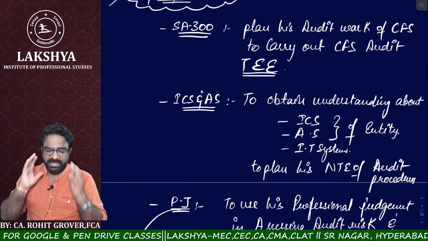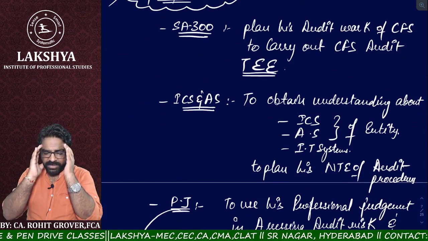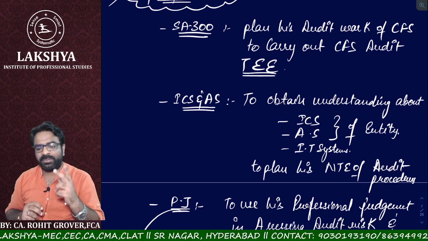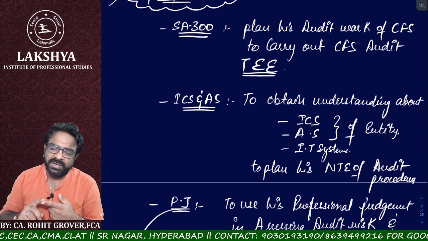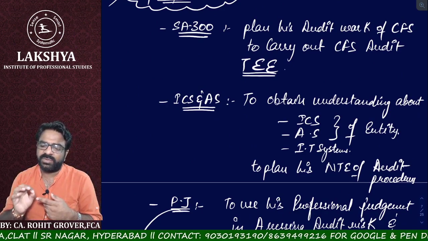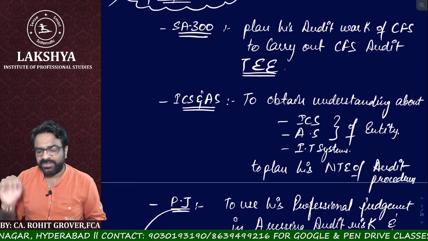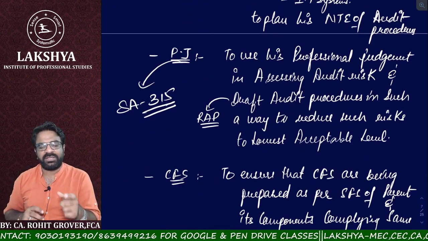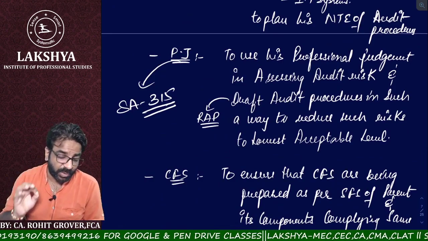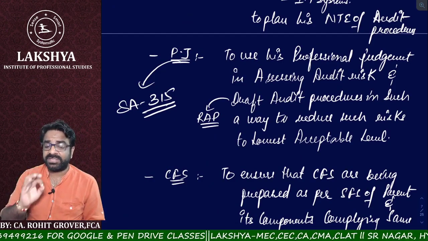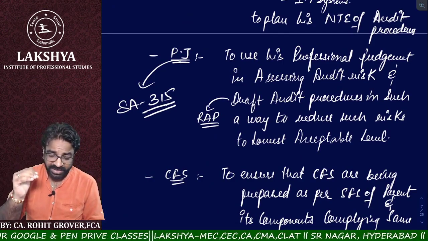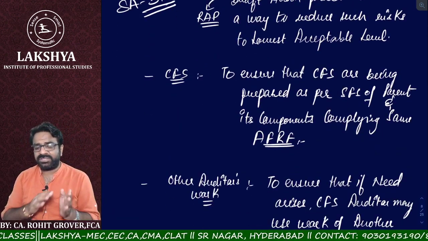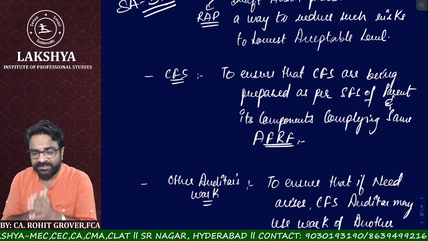As per SA 300, he has to plan his audit in such a manner as to complete his CFS audit on a timely, effective, and efficient basis. Point number 2, he has to gain a proper understanding of the internal control system, accounting system, and the IT control system of an organization so that he can decide the nature, timing and extent of his audit procedures. Point number 3, he has to use his professional judgment in understanding the risk assessment of the CFS audit and plan his risk assessment procedures to reduce the risk to the lowest acceptable level. Next, whatever is applicable to the standalone financial statement, the same AFRF is applicable to the CFS.